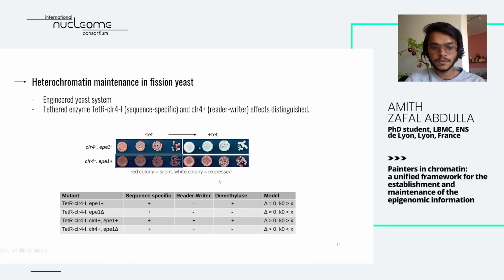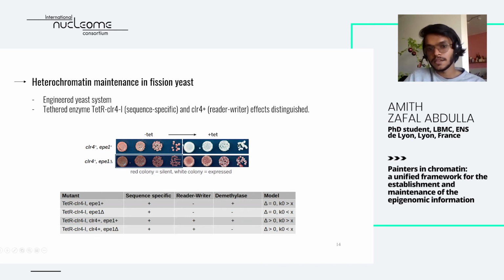And in case 3 and 4, they basically add the reader-writer process. So the reader-writer with active demethylase, and the reader-writer process without demethylase. In the case where we have a reader-writer process, there is actually a competition. The reader-writer is trying to maintain the chromatin state, while the demethylase and other processes are trying to remove the chromatin state. So this is more like a wild type situation where we have reader-writer and demethylase.